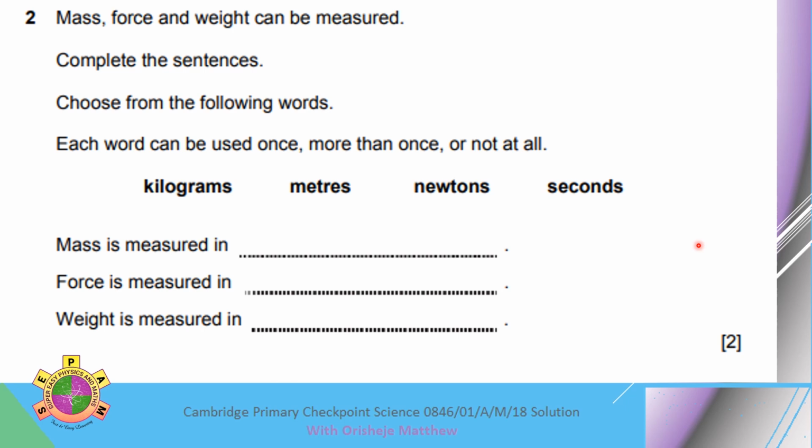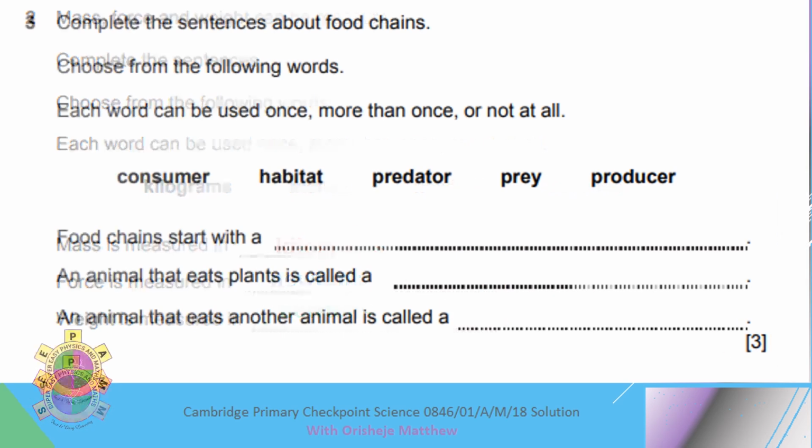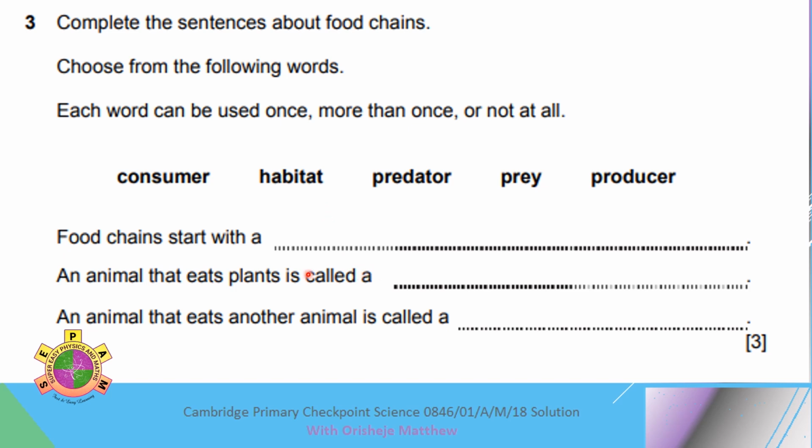Mass, force, and weight can be measured. So let's get the correct unit. Mass is measured in kilograms or grams. Force is measured in Newtons. Weight is measured in Newtons. Both force and weight are measured in Newtons, because weight is a type of force. Meter measures distance. All right.